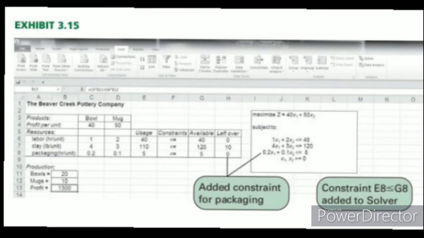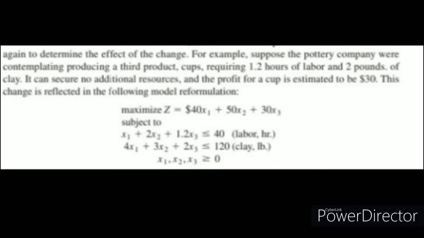Let's proceed to adding a new variable. This will also require the model to be solved again to determine the effect of the change. For example, suppose the pottery company were contemplating producing a third product, cups, requiring 1.2 hours of labor and 2 pounds of clay. It can secure no additional resources and the profit per cup is estimated to be 30 pesos. This change is reflected in the following model reformulation.